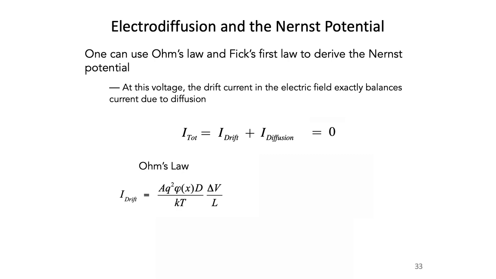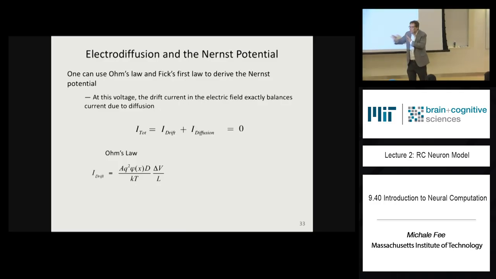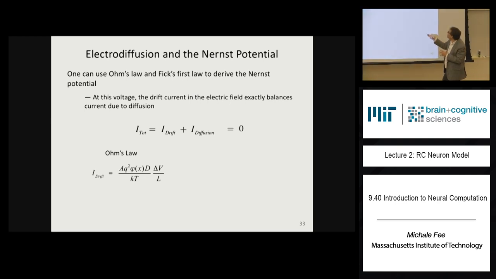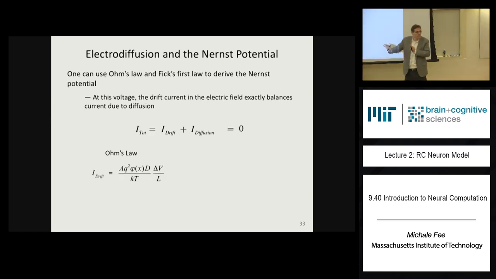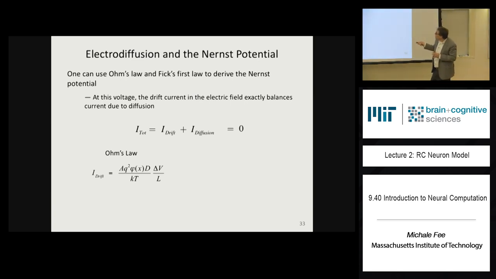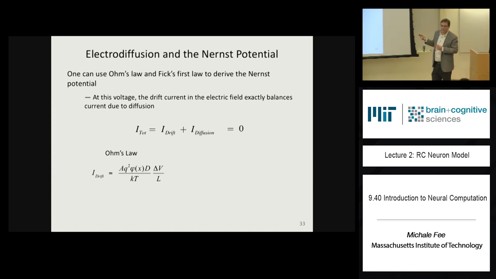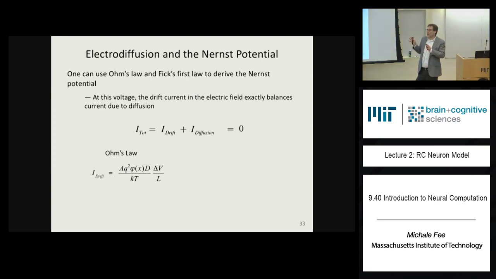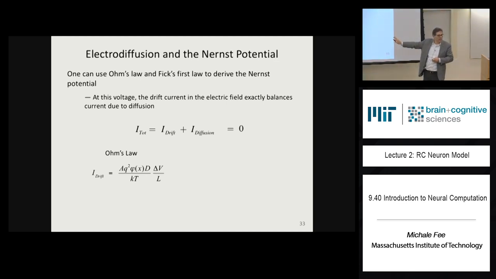So what I'm showing you now is just the framework for how you would calculate this using the drift and diffusion equation. We have Ohm's law that tells us how the voltage difference produces a current due to drift. And we have Fick's law that tells us how much current is due to diffusion. And you can set the sum of those two things to equal zero, all right? And so this is the way it would look. I don't expect you to follow anything on this slide, just to see that it can be done this way, okay?